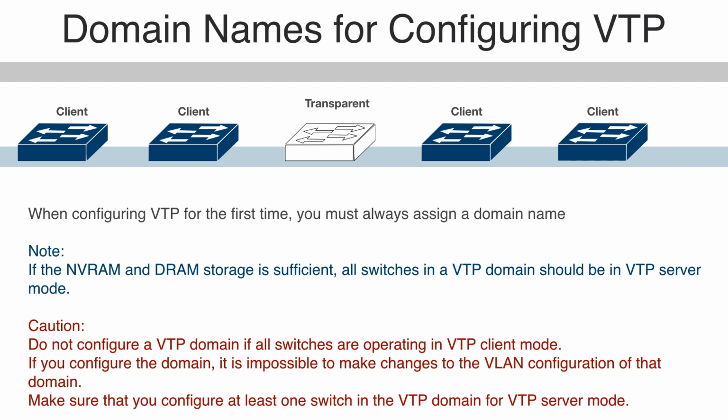If the NVRAM and DRAM storage is sufficient, all switches in a VTP domain should be in VTP server mode. Do not configure a VTP domain if all switches are operating in VTP client mode. If you configure the domain, it is impossible to make changes to the VLAN configuration of that domain. Make sure that you configure at least one switch in the VTP domain for VTP server mode.